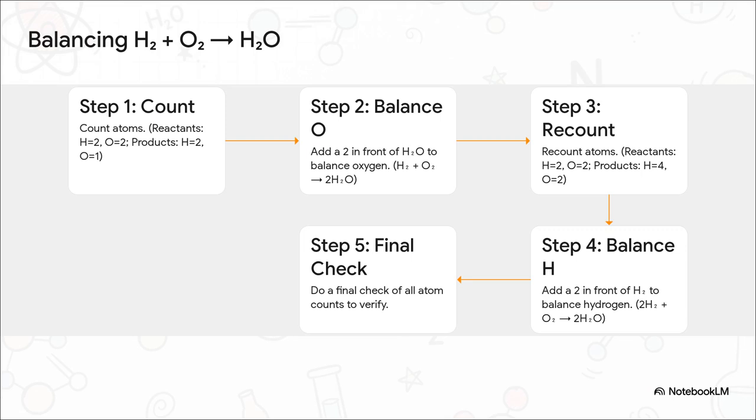Okay, step 1. Count everything up. On the left, we've got 2 hydrogens, 2 oxygens. On the right, 2 hydrogens, but only 1 oxygen, not balanced.